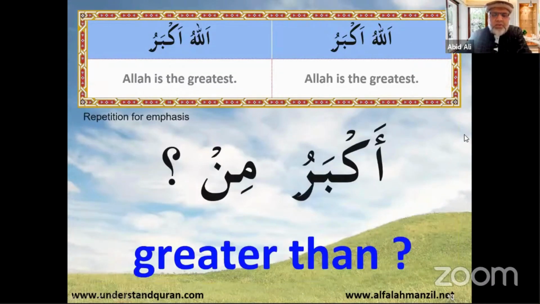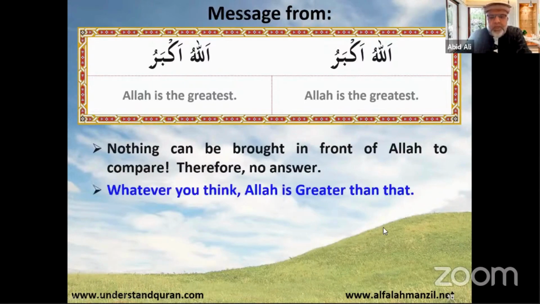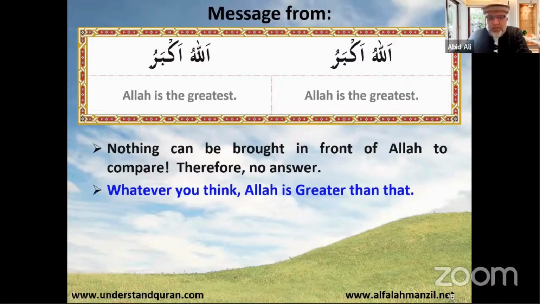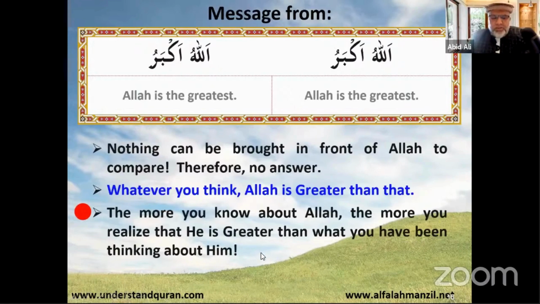Now, what is the emphasis on the repetition? Akbaru min, guess, that Allah is greater than what? The answer will be nothing can be put in front of Allah to compare. Therefore, no answer, because Allah is greatest above everything. Right? Yes. So whatever you think, Allah is greater than that. That is the message from this. The more you know about Allah subhanahu wa ta'ala, the more you realize that He is greater than what you have been thinking about Him.